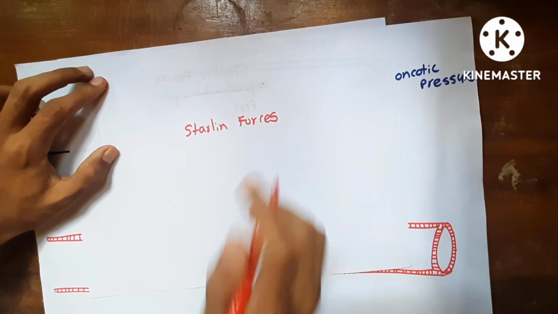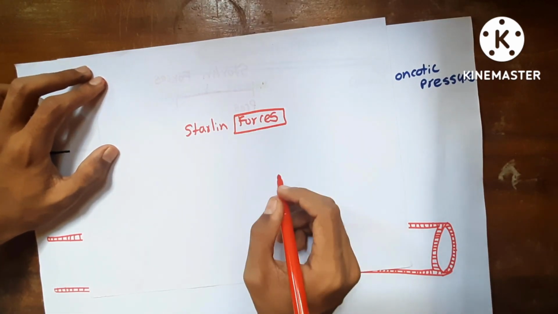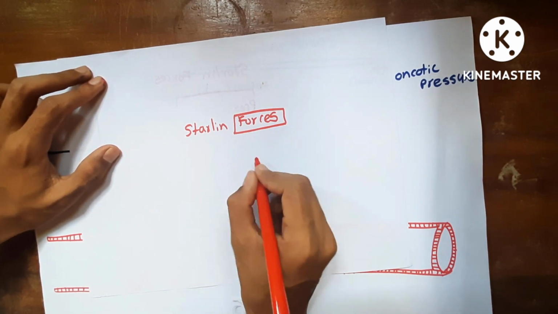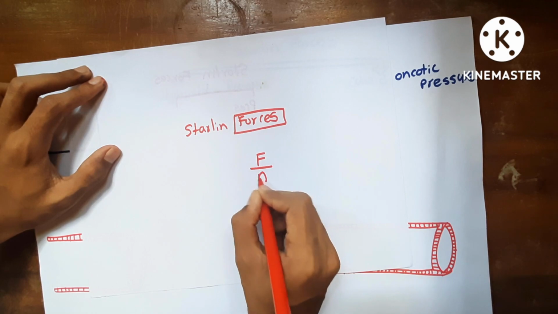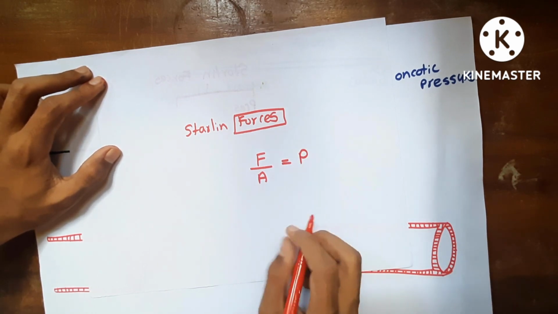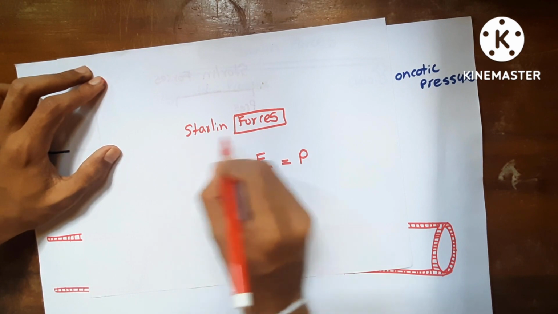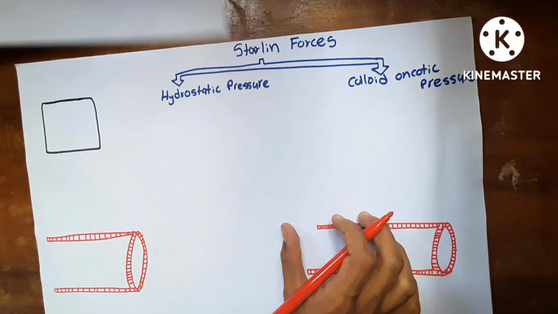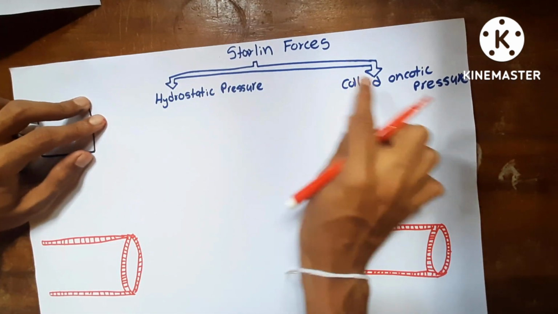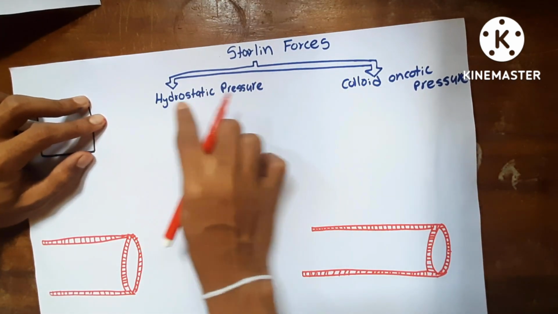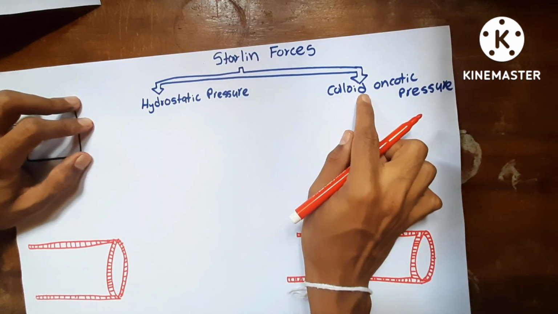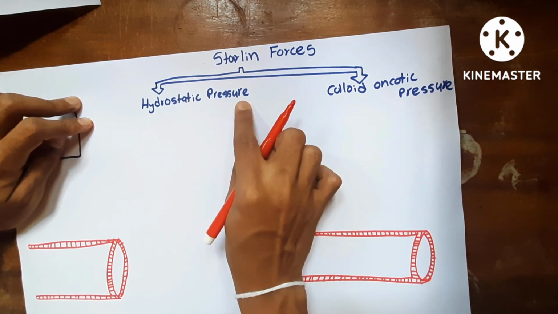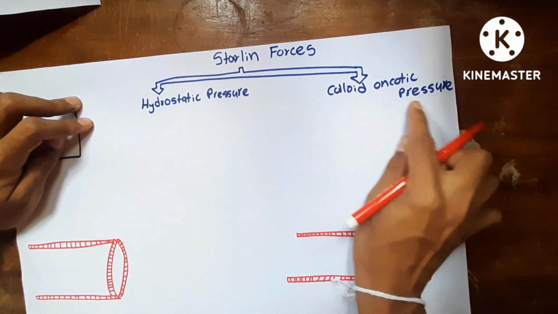Starling forces. Its name suggests that it has forces, but in reality we term these pressures, because force divided by the total cross-sectional area equals pressure. Therefore there are two types of pressures, not forces: hydrostatic pressure and colloid oncotic pressure, or colloid osmotic pressure. Both are correct.